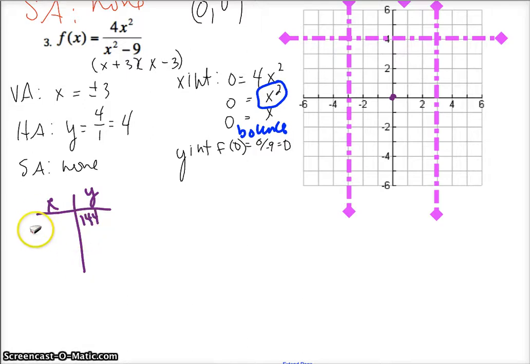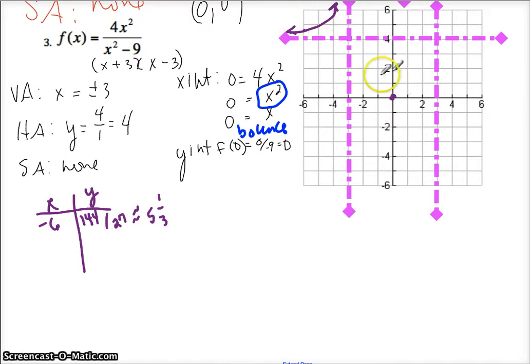And then in the denominator, when you plug in negative 6, negative 6 squared is 36, and 36 minus 9 is 27. Let's go ahead and find an approximation for 144 divided by 27, and that is 5 1/3. So when I plot the point negative 6, 5 1/3, I am above the horizontal asymptote, so you know that this section will hug the asymptotes above y equals 4.